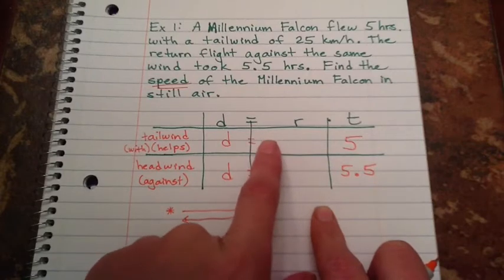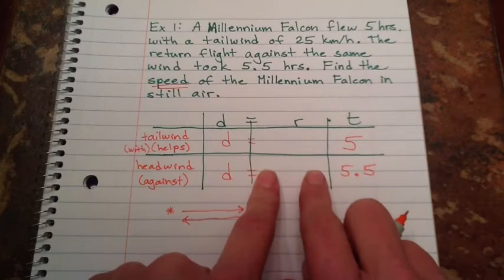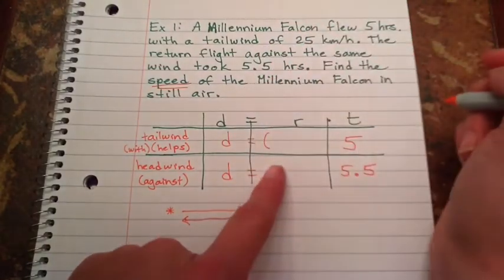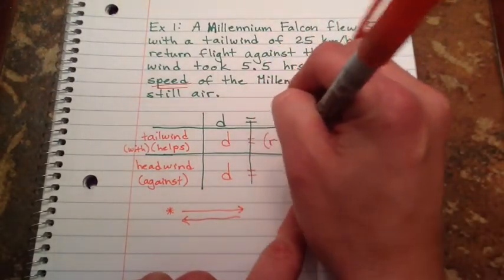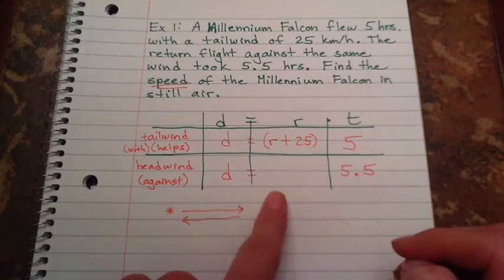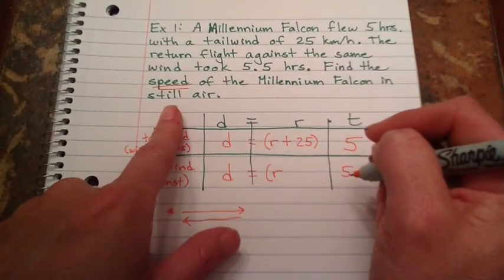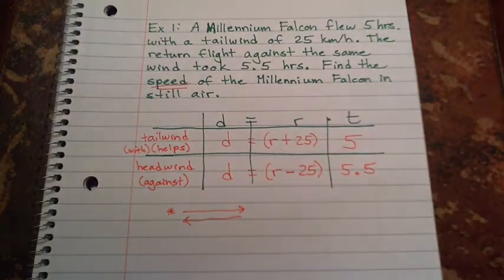I know I have whatever my plane is going plus the wind, whatever my plane is going subtracting the wind. So it's actually not that bad, but you need to have parentheses because you're going to have to distribute. So I have my rate of the plane plus the 25 miles or kilometers per hour. And then here, when I'm going against it, I have the rate of the plane in still air, but it's being taken away by 25 miles per hour. And that's what you're going to do every time.